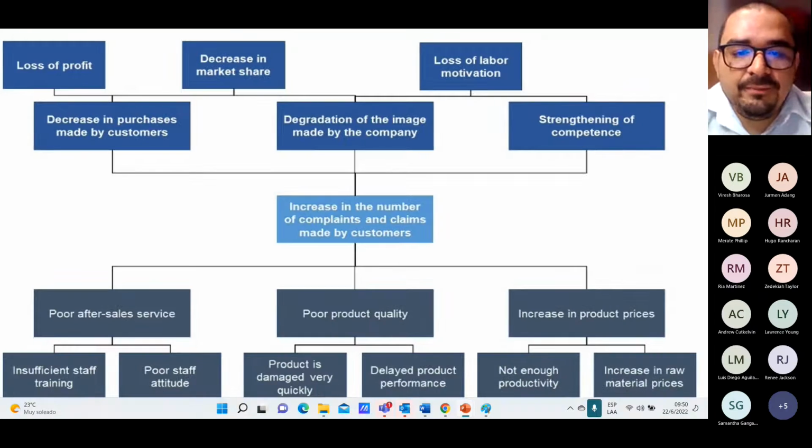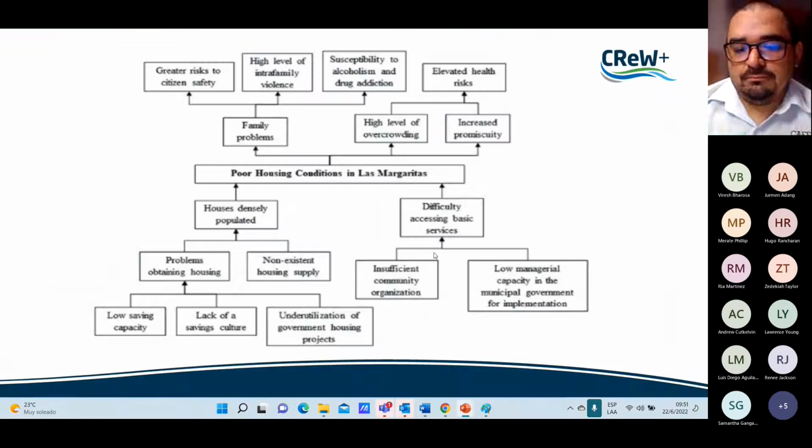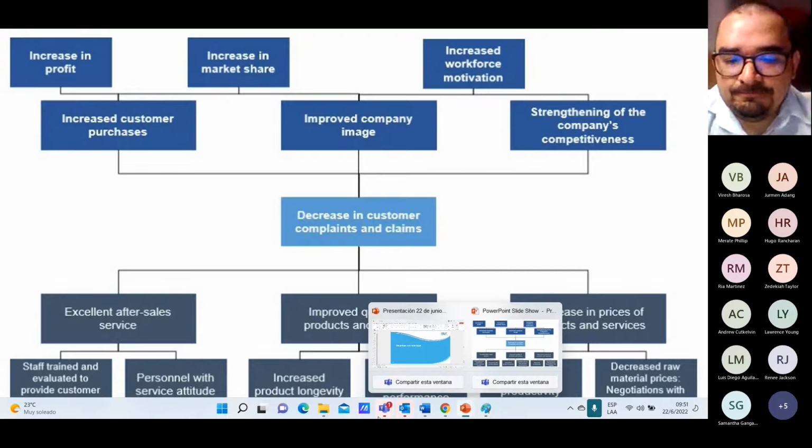So in this transformation of Colusa from problem 3 into objective 3, does anyone have any comments, any questions, thoughts about this? Someone? Anyone?